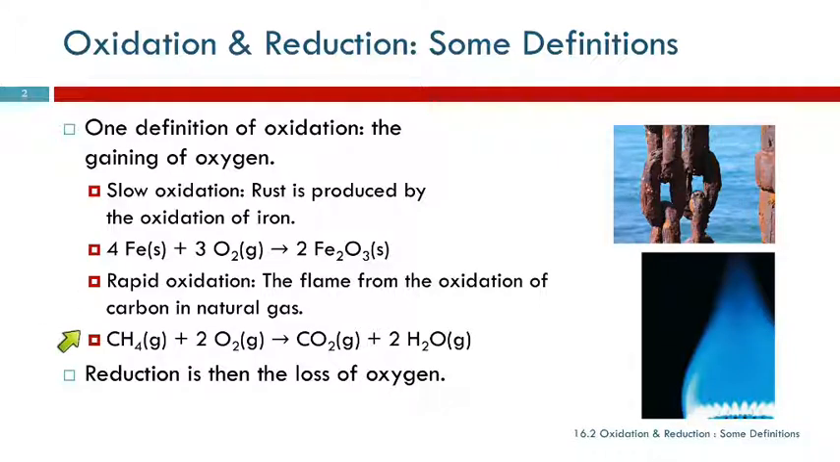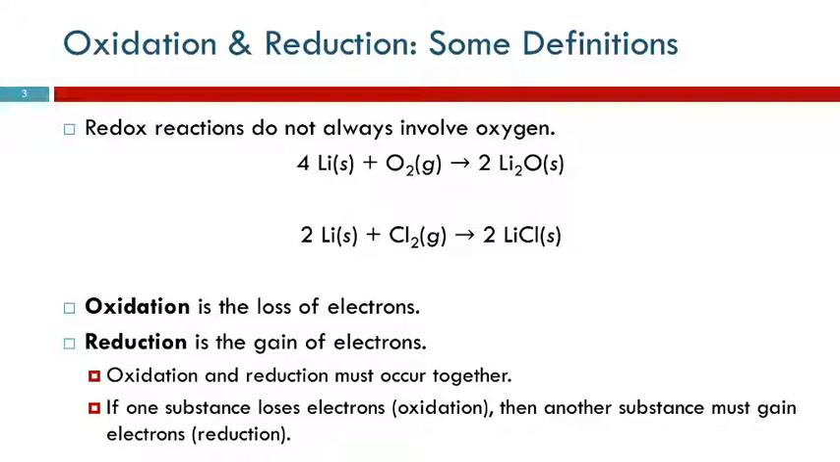Rapid oxidation would be something like combustion. Methane reacting with oxygen to form carbon dioxide and water. Here the carbon is gaining oxygen. So if oxidation is gaining oxygen, then reduction is losing oxygen. Redox reactions do not always involve oxygen. So here's an example that does, and here's an example that does not. We learned earlier that a metal reacting with a non-metal is going to be an oxidation reduction reaction. Another way to define these is in terms of loss and gain of electrons. Oxidation is loss of electrons, reduction is gain of electrons.